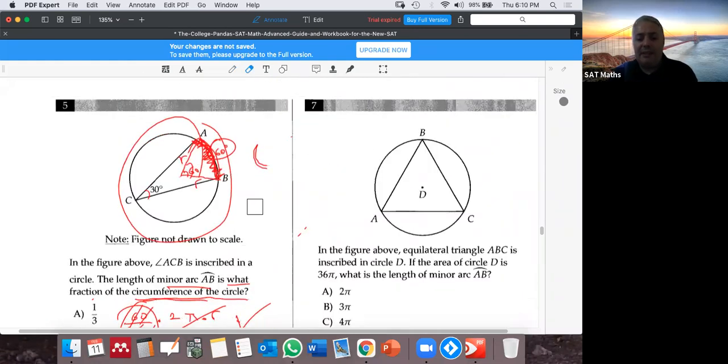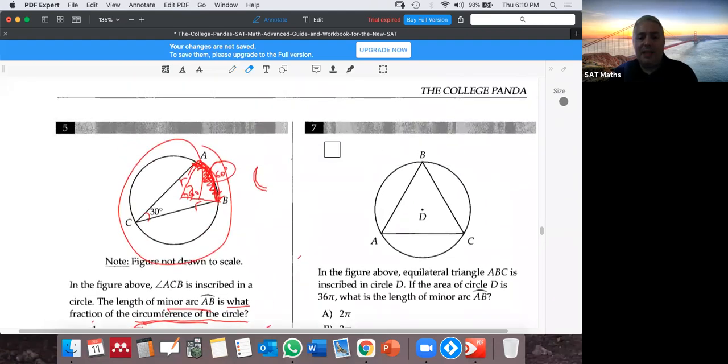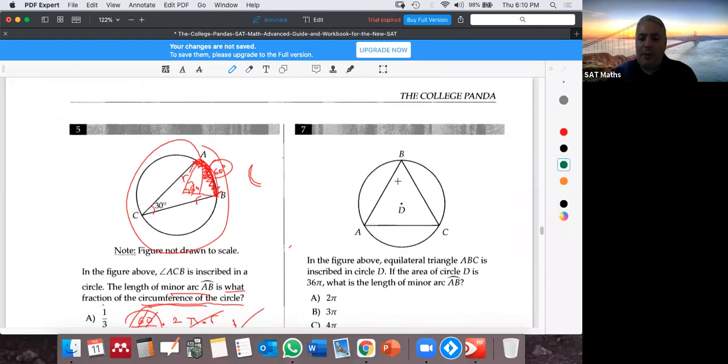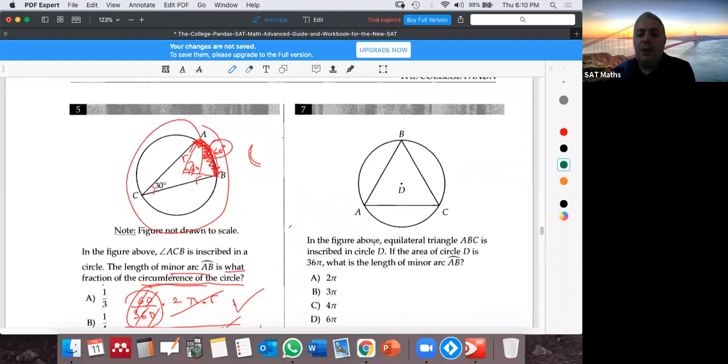Question number 7. Let me start directly. You can make comments if you wish. So in the figure, equilateral triangle ABC. Equilateral means these are equal to each other. 60, 60, 60. And then I can even say this side length is equal to this length is equal to this length.